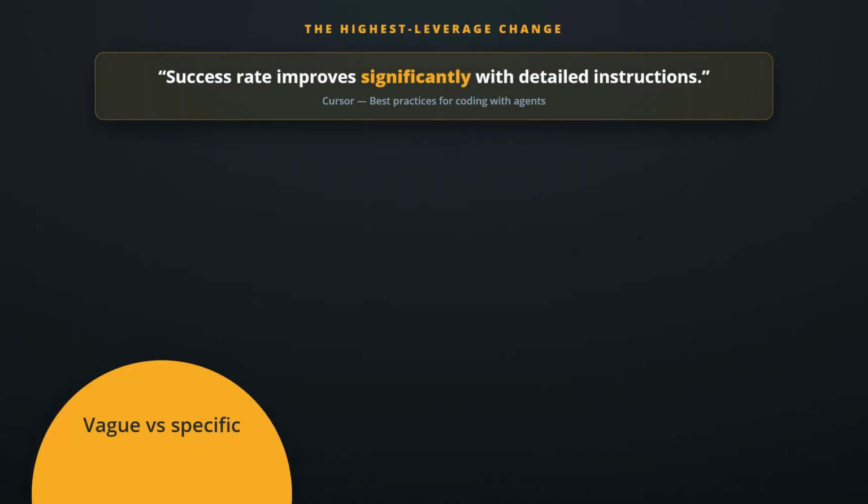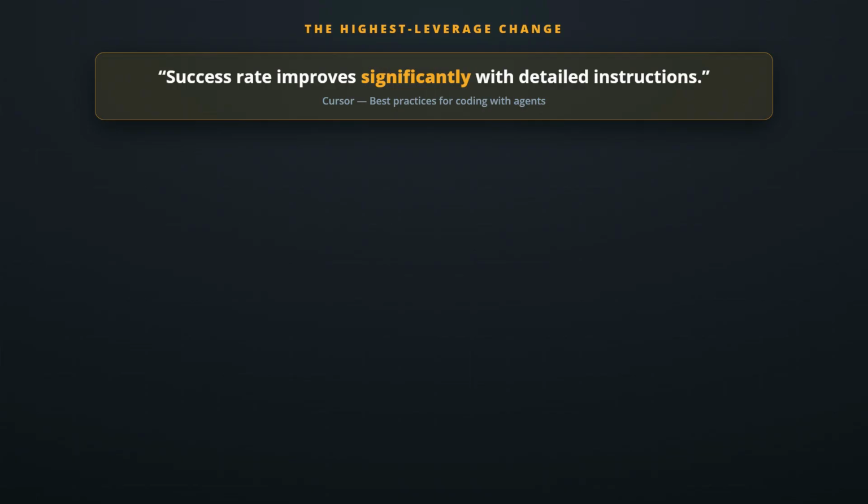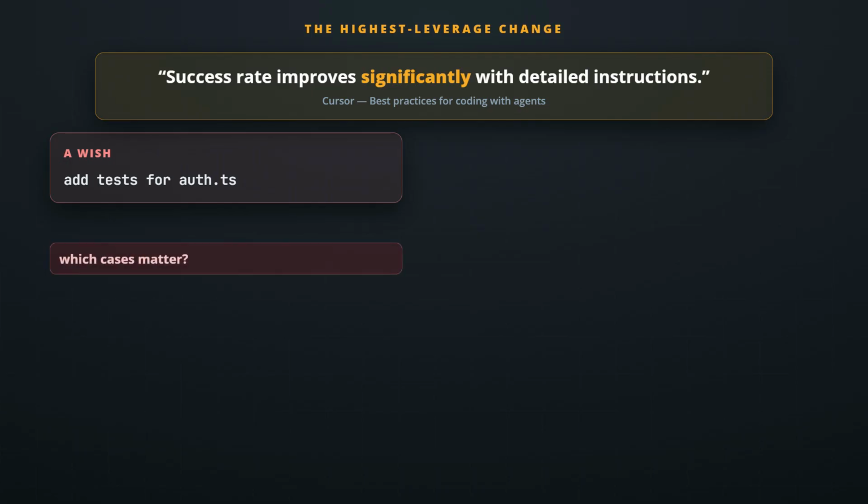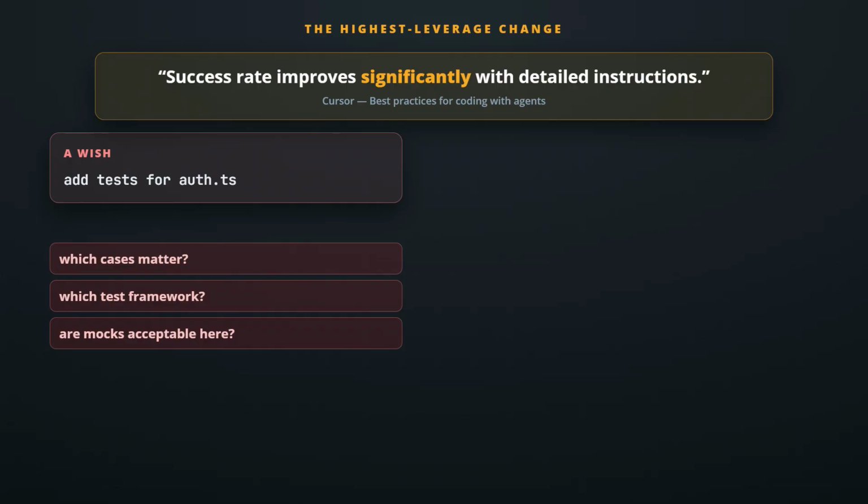Start with the highest leverage change you can make today, and Cursor's own guidance is blunt about it. Success rate improves significantly with detailed instructions. Look at these two. Add tests for auth.ts. That's a wish, not an instruction. The agent has to guess which cases matter, which framework you're on, whether mocks are acceptable here.